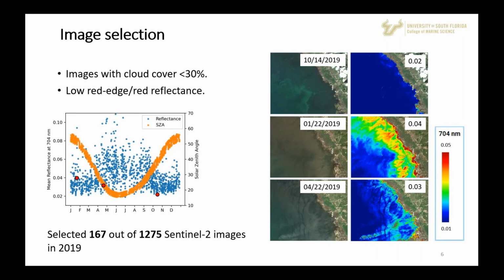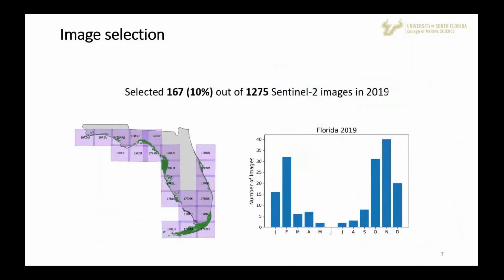So using this approach, I was able to select 167 out of more than 1,200 images here. Most of the selected images are found in the first and last month of the year, which makes sense because those are usually the months when water is less turbid.